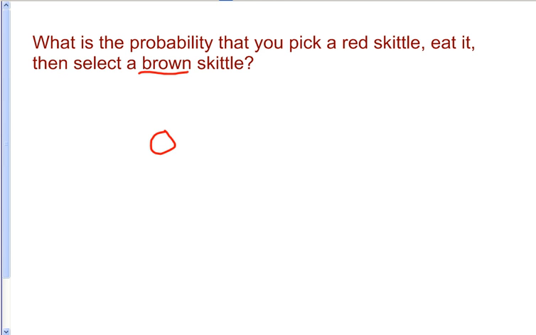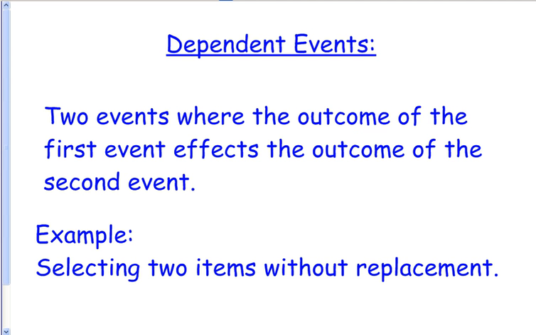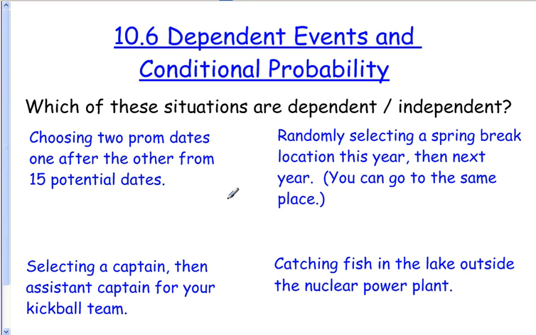Alright, so this leads us into dependent events. Two events where the outcome of the first event affects the outcome of the second event. So an example would be selecting 2 items without replacement. So I've got a couple examples here, and let's determine if these are dependent or independent.